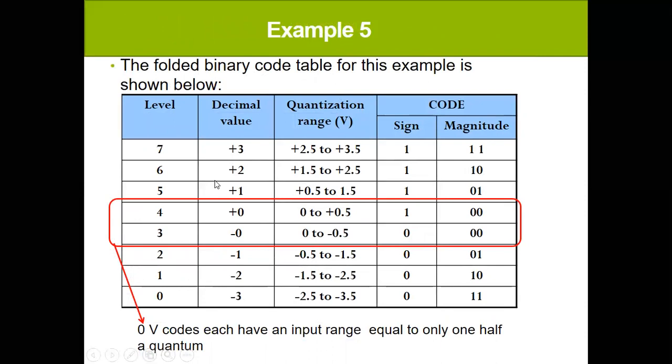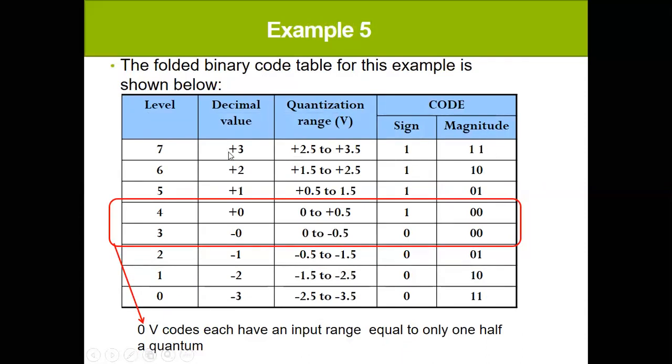Let's see the example for 3-bit PCM again, with 1 bit for sign. If positive, 1; if negative, 0. Now the levels are 0, 1, 2, 3, 4, 5, 6, 7. Levels 3 and 4, these 2, are for the 0 level, so 2 levels are reserved for 0, one half for negative and one half for positive. That's how the values are divided: 0 to 0.5, 0 to negative 0.5, and so on on both sides. This is the folded PCM.